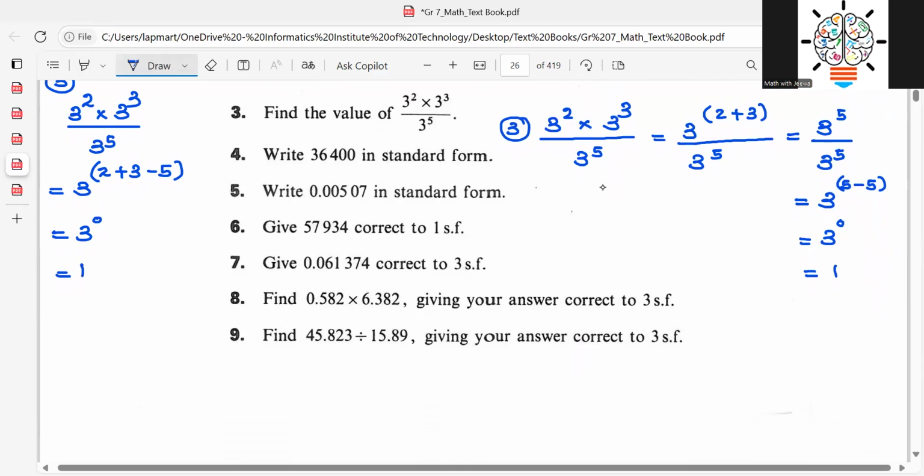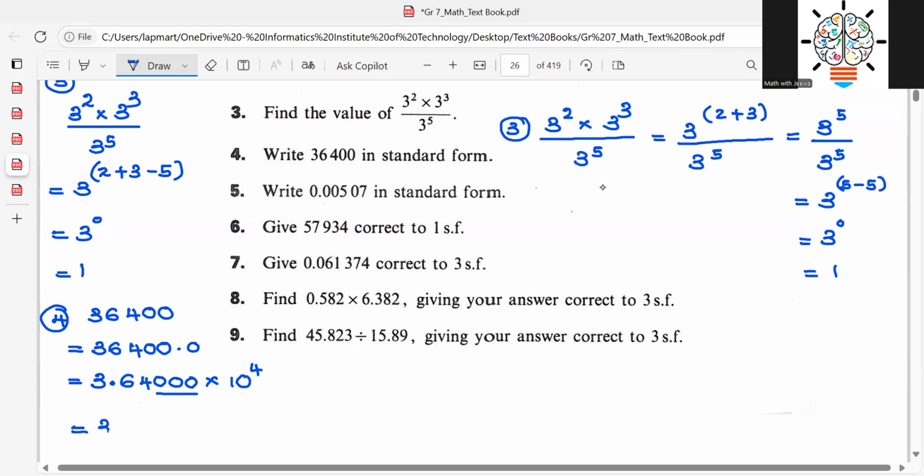Question number 4, children, what they have given, 36,400. Can you remember, I told you when you have this kind of a question and you want to write it in standard form, first of all, you want to find the hidden decimal point, right? Like this. Then you write it like this, 3.64000. How many steps you moved from here? 1, 2, 3, 4. 4 steps.